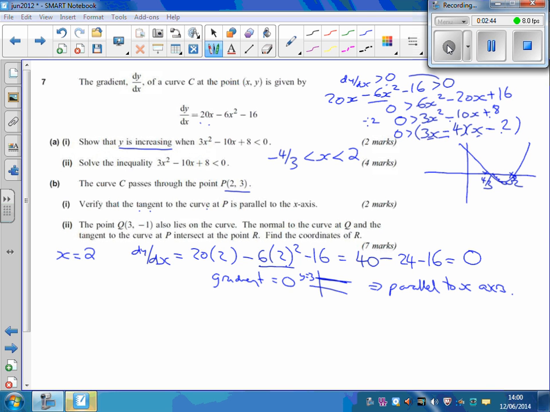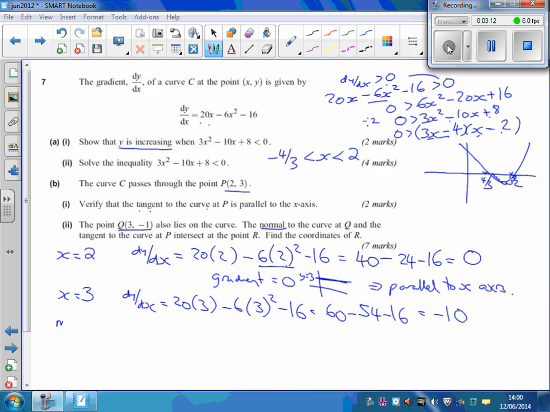We've got another point here then. So when x equals 3, let's find out what our gradient is when x is equal to 3 by dropping the 3 in. So we've got 60, take away 54, take away 16. And that gradient there now is minus 10. But we don't want a tangent this time, we want a normal. So our gradient is the negative reciprocal of that. We've got minus 1/10.